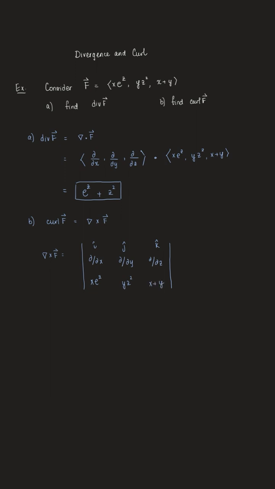Okay, so our first component will be, let's see, partial of x plus y with respect to y is a 1, and partial of y z squared with respect to z is 2yz. Minus j, and partial of x plus y with respect to x is 1, minus partial of x e to the z with respect to z, which is just x e to the z.